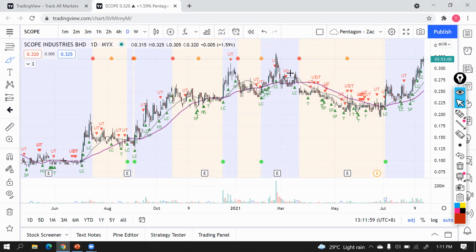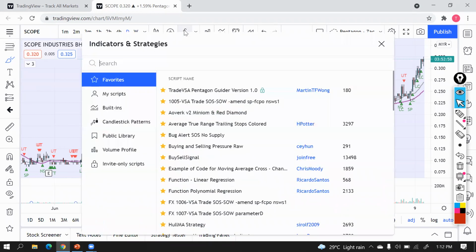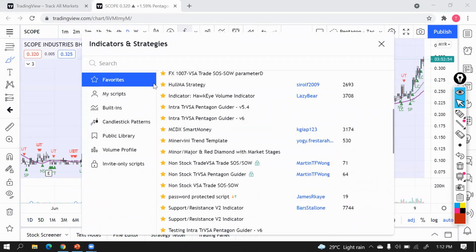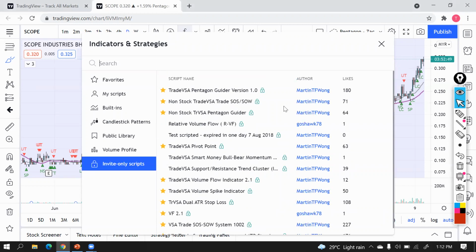Okay, LCUT. So go to here, FX. So this is the one. Oh, sorry, you click indicators right now, you need to go to invite-only scripts. Invite-only scripts.